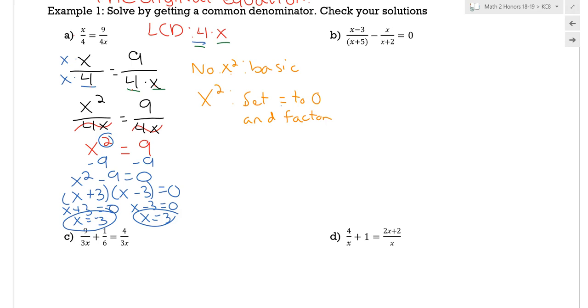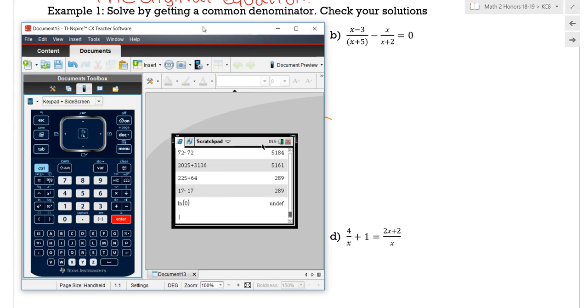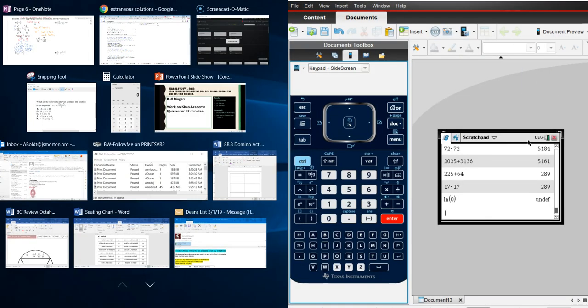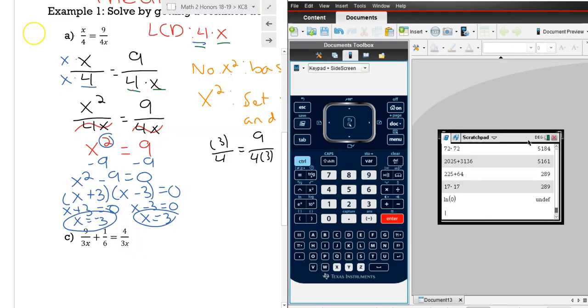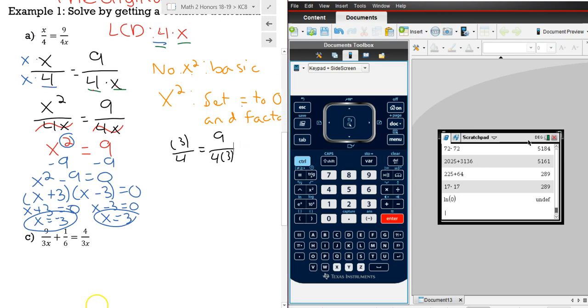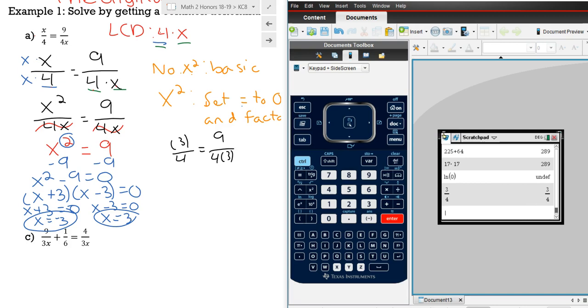To check my work, I'm going to plug my answer back in. So I'm going to do 3 over 4, which has to equal 9 over 4 times 3. For checking your answer, don't worry about trying to do it in your head or anything. Just stick pretty much the whole thing, the left side and then the right side, in your calculator. So 3 divided by 4 is 3/4.